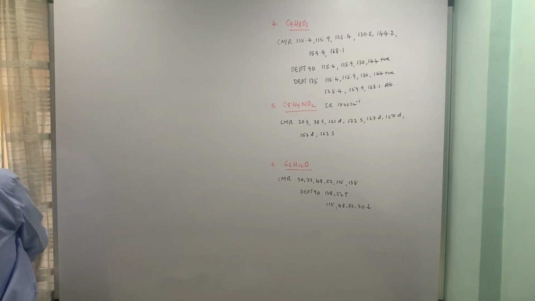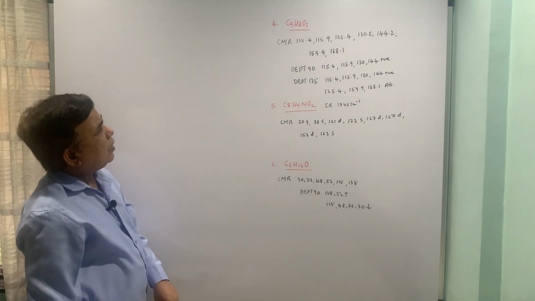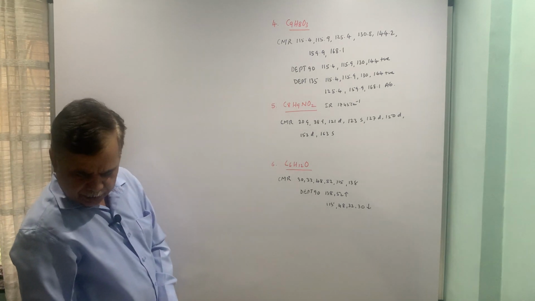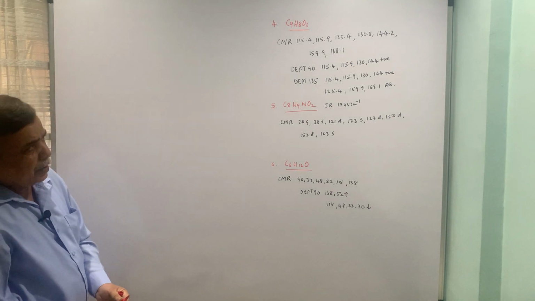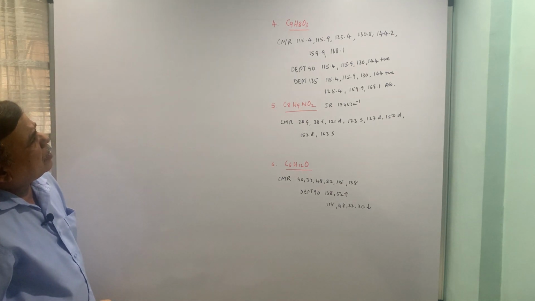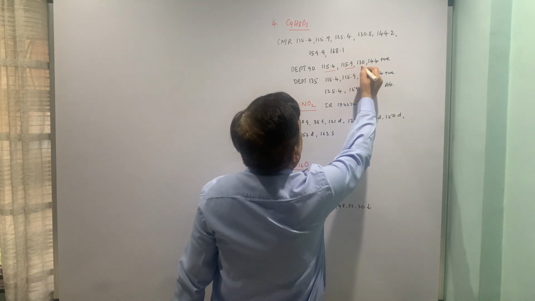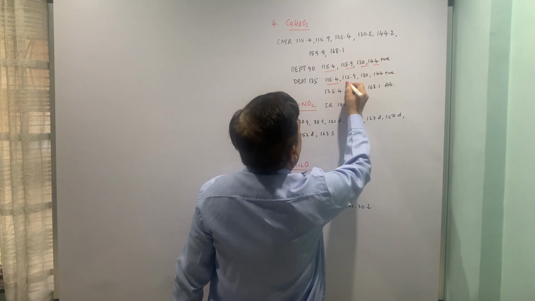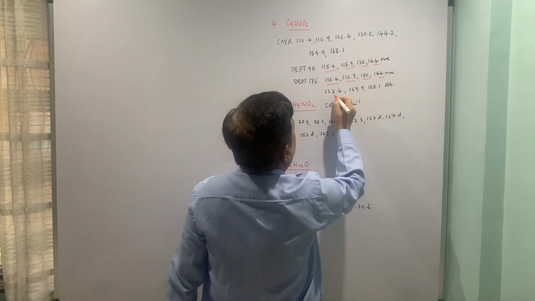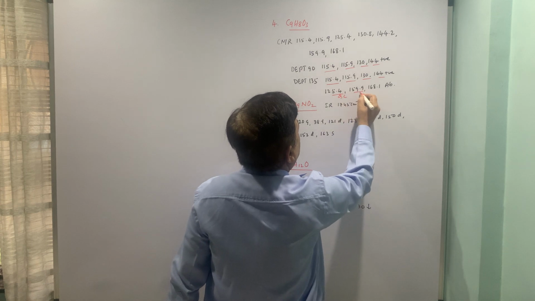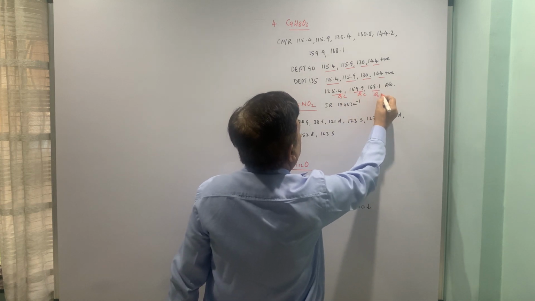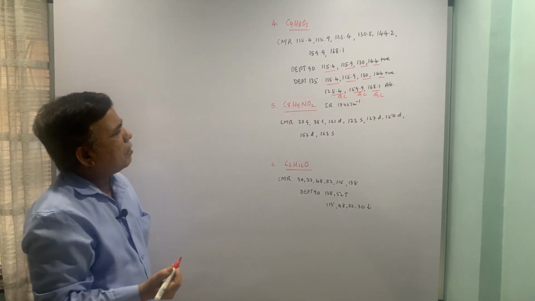Okay. Now the next example, C9H8O3. If you look at this, 115, 113, now according to DEPT 2 also these are quaternary carbons, so 3 quaternary carbons are there.